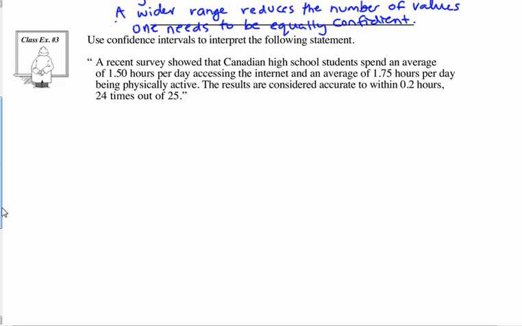Okay, so use confidence intervals to interpret the following statement. A recent study showed that Canadian high school students spend an average of 1.5 hours per day accessing the internet, and an average of 1.75 hours per day being physically active. The results were considered accurate to within 0.2 hours, 24 times out of 25.